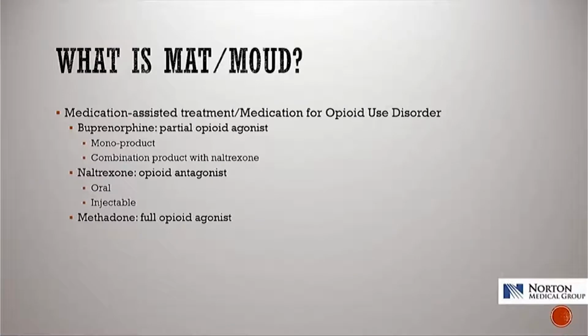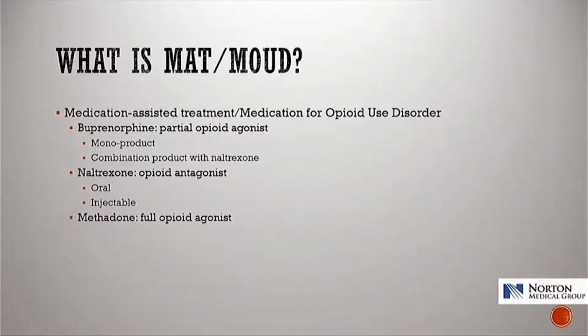It's important to prescribe the combination product instead of the mono product. The mono product clearly has much more abuse potential and has a higher street value. So naltrexone, like I said, is an opioid antagonist. That comes in two forms. It's the oral form and the injectable form.